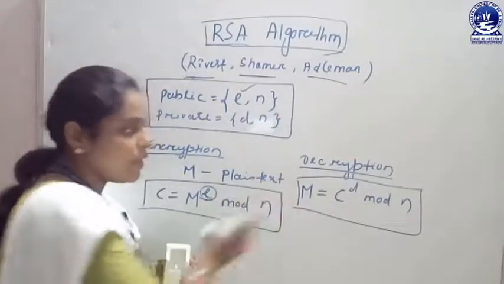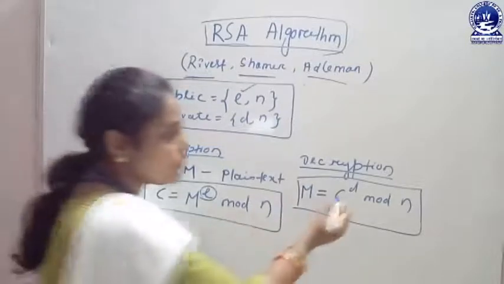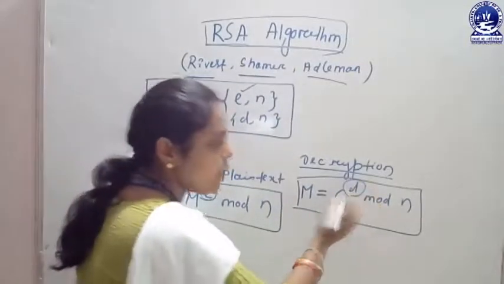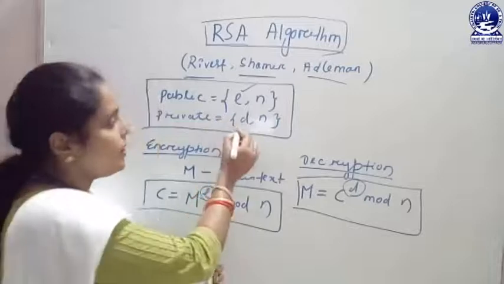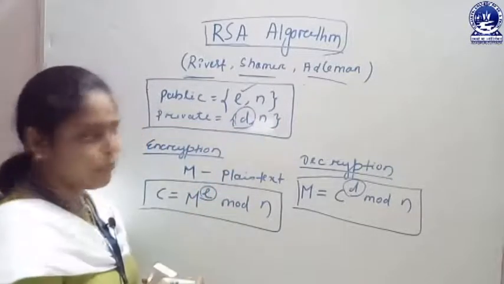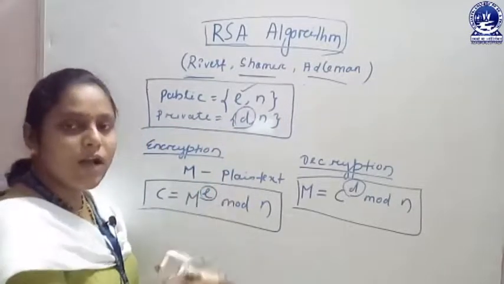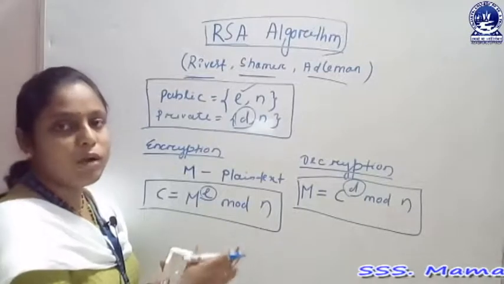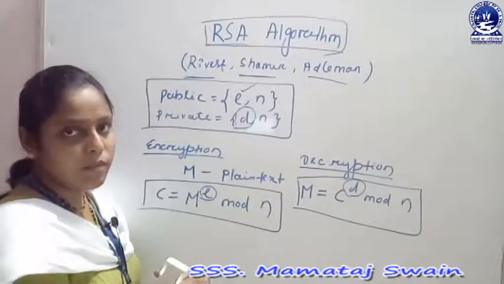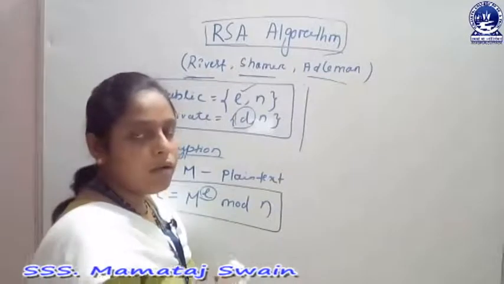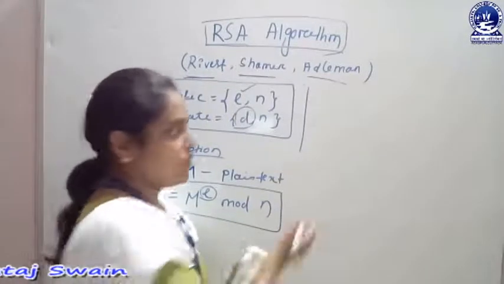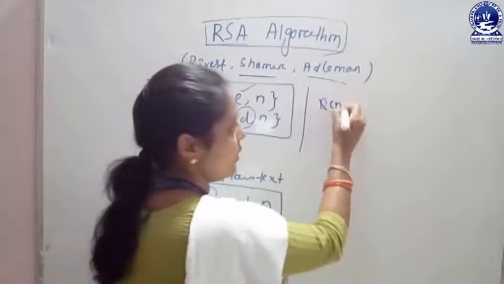Now look at the decryption process. In the decryption process we use the key D. Here D is our private key. That means our RSA algorithm is one of the public key crypto system algorithms. Now what is Euler's totient function? That is phi of n.